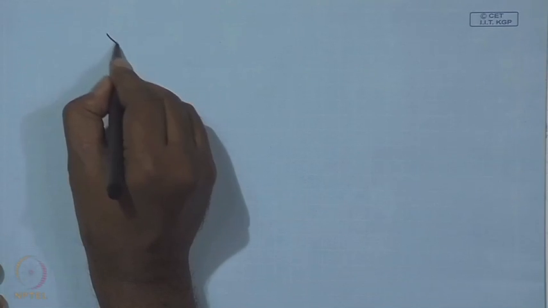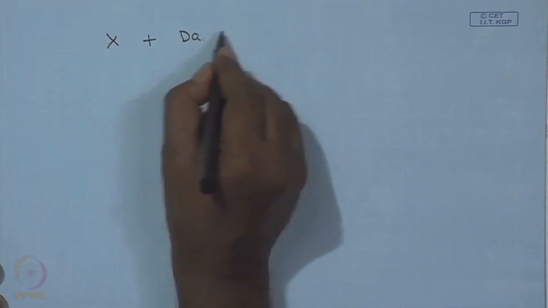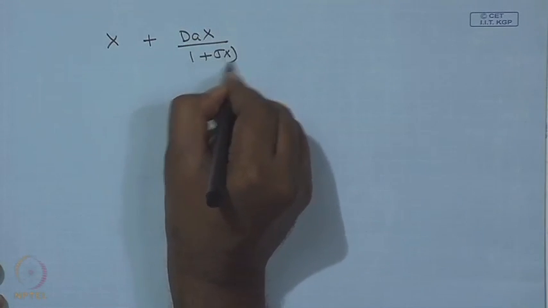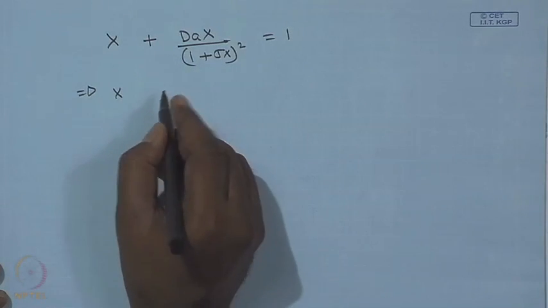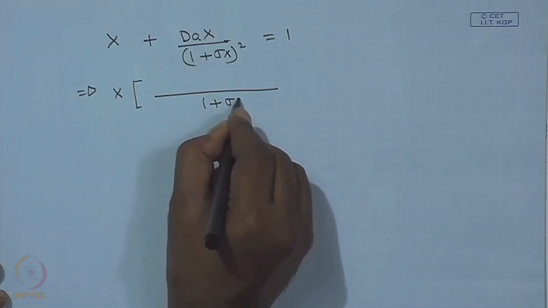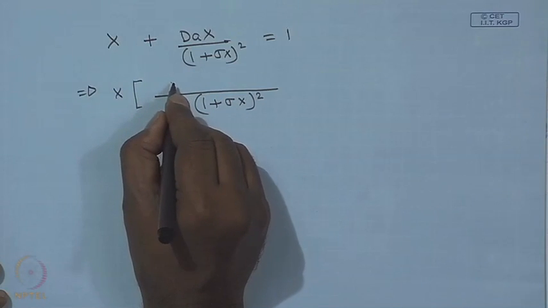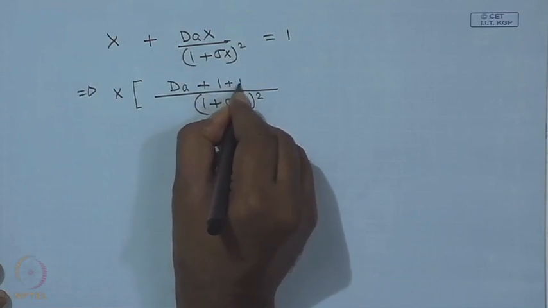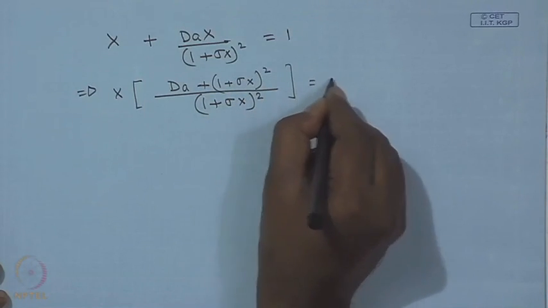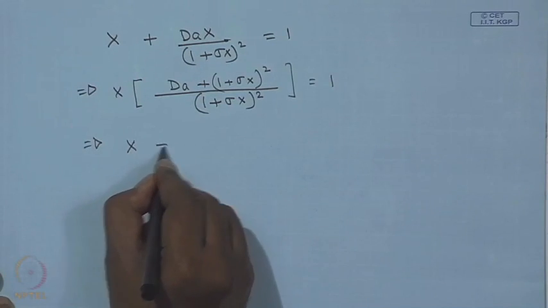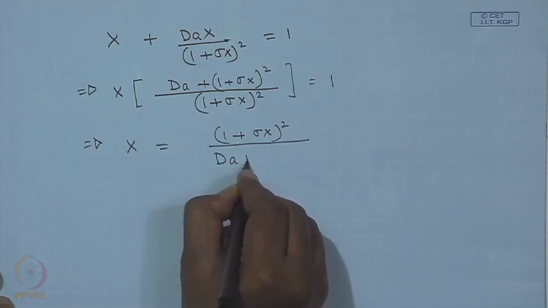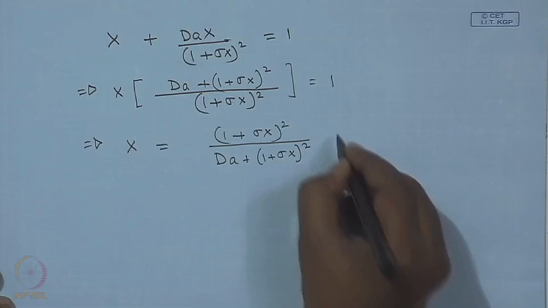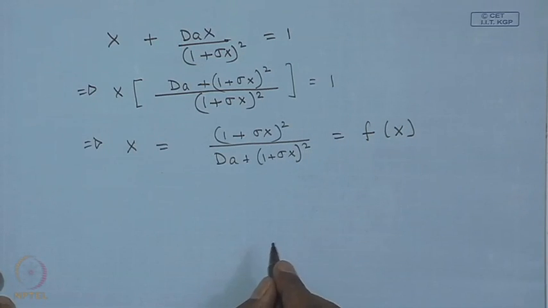Okay. So, we rearrange this equation to cast it in the form x is equal to f(x). So, x plus Coulomb times x divided by 1 plus sigma x square is equal to 1. So, take x common. So, it becomes x times [1 plus Coulomb times (1 plus sigma x) whole square] is equal to 1. So, take the third bracket to the right hand side. So, this becomes (1 plus sigma x) square divided by dA plus (1 plus sigma x) whole square. So, this is the form x is equal to f(x), and we identify this as f(x).